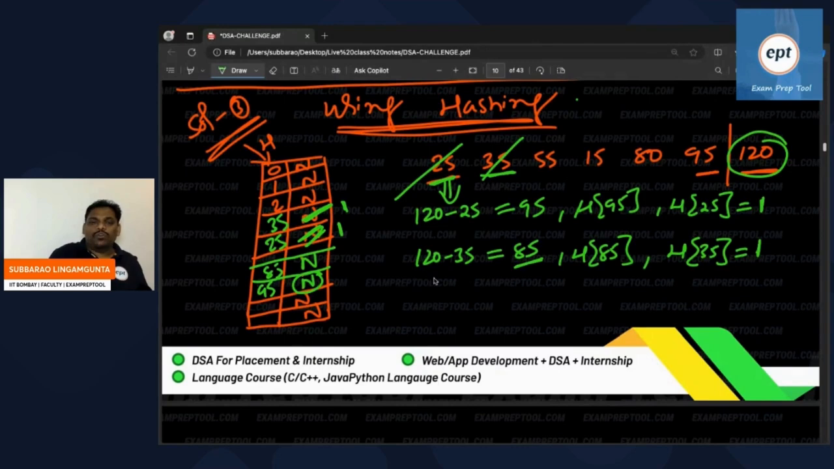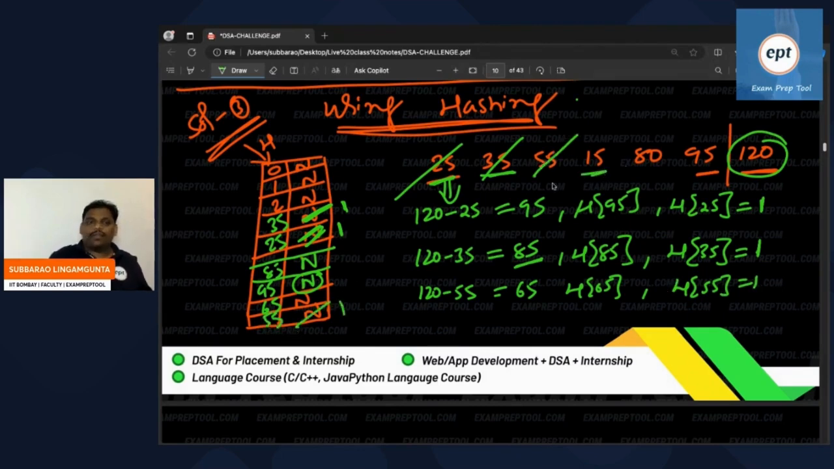35 also. Let's go to 55. 120 minus 55, how much? Is it 65? Yes. Is the hash table of 65 available? No, 65 is also not available. Whenever it is not available, make the hash table of 55 as 1. So 55 became 1.